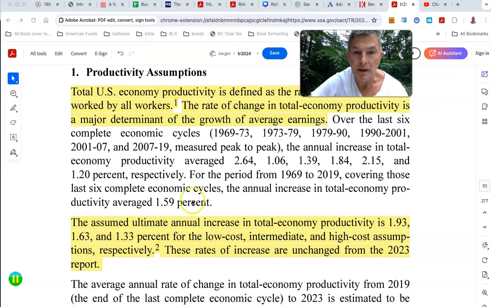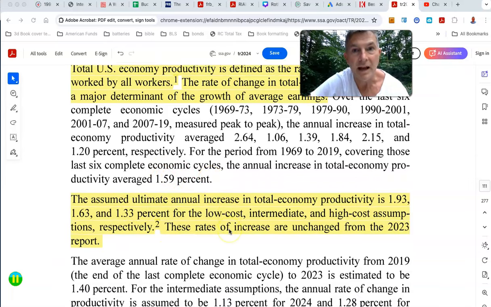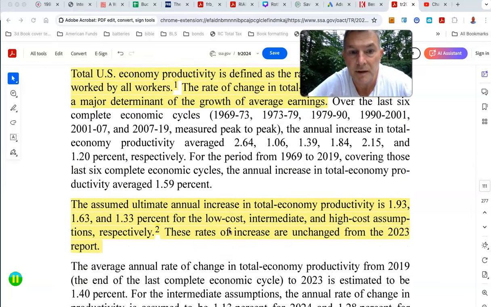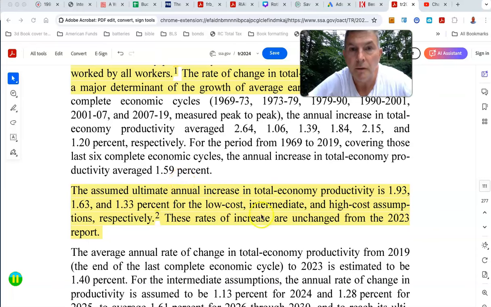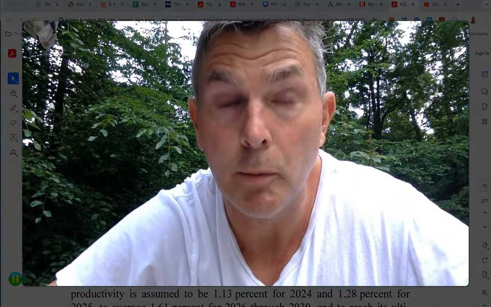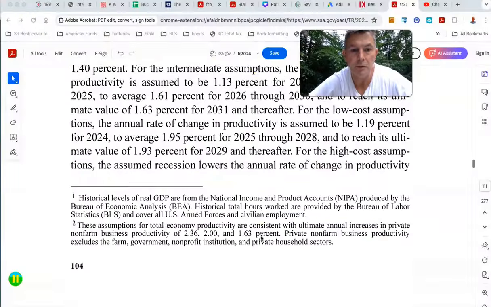I think they said, yeah, right here, from 1969 to 2019, the total economy productivity grew by 1.5%. So they're expecting a higher productivity increase over the next 75 years than they had for the previous 50 years. 1.63 versus 1.59 might not seem like much, but that's 4 basis points compounding for many, many years. That's a big deal. So we'll see if they're right.